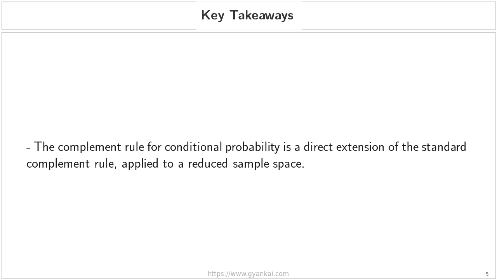First, it is important to remember that the complement rule for conditional probability isn't a brand new concept you have to memorize from scratch. Rather, it is a direct extension of the standard complement rule we learned in basic probability. The only difference is that we are applying it specifically to that reduced sample space we discussed in our very first slide, the space where event F has already occurred.